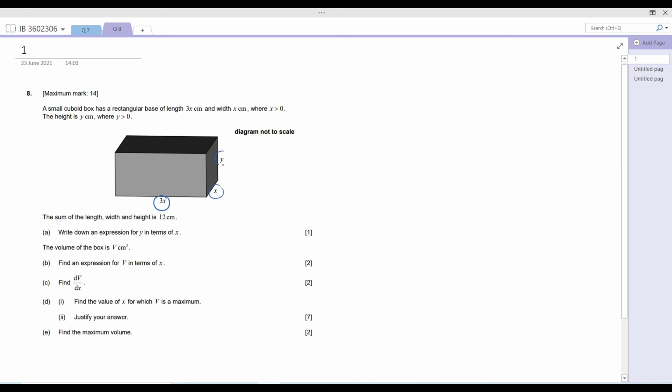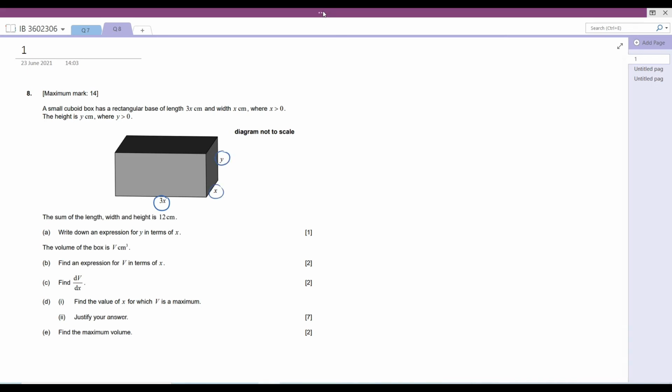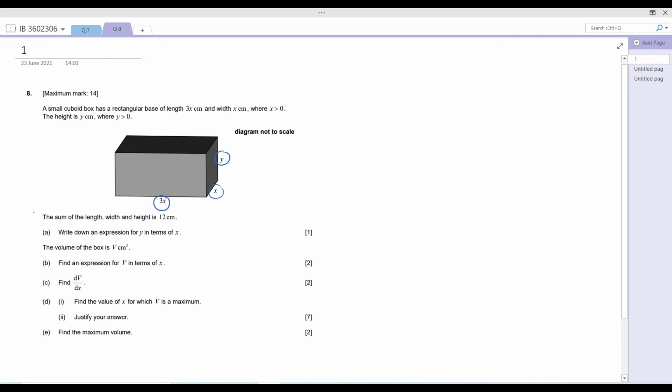The first question is, write down an expression for y in terms of x. The line before the question says the sum of the length, width and height is 12 centimeter. So it means 3x plus x plus y equals 12 centimeter. So from here we are getting 4x plus y equals 12.